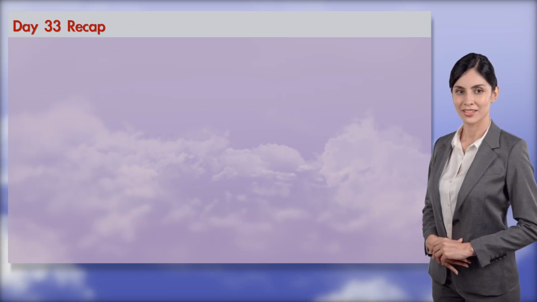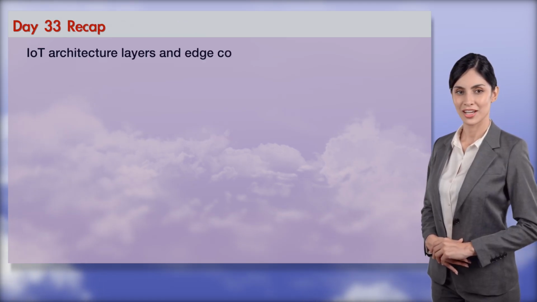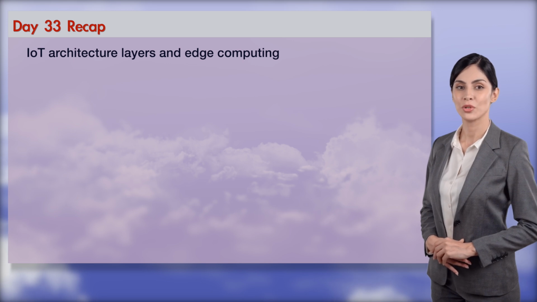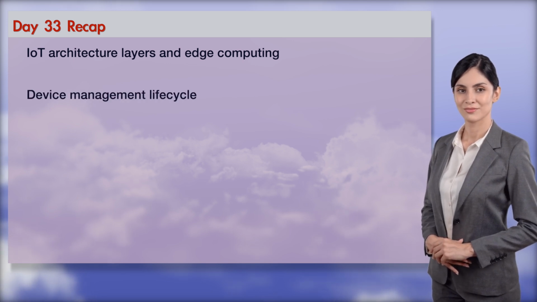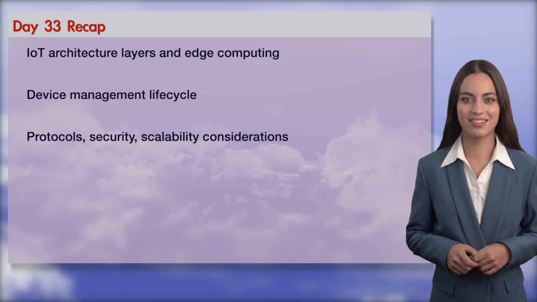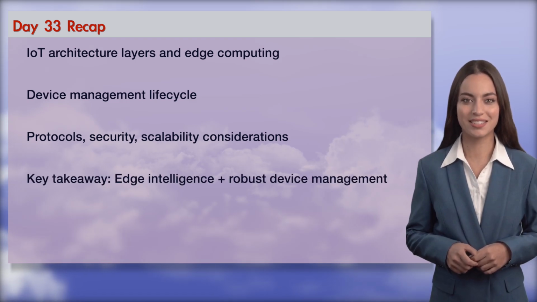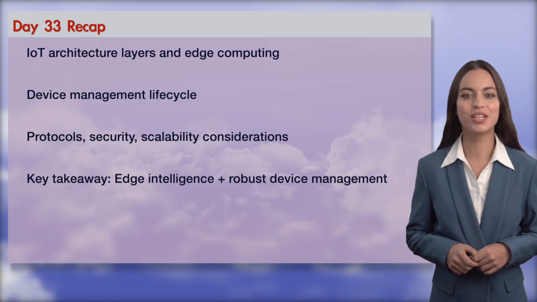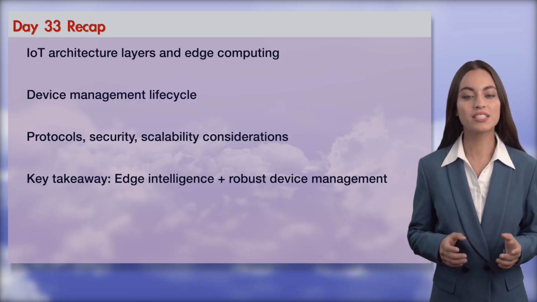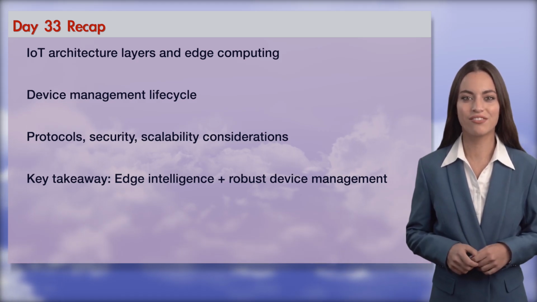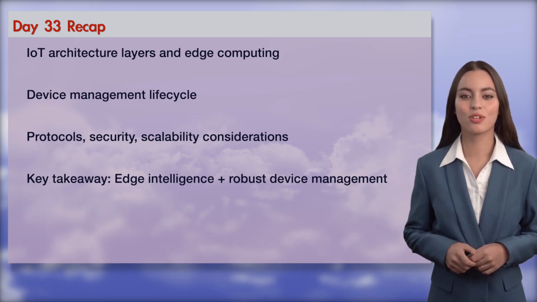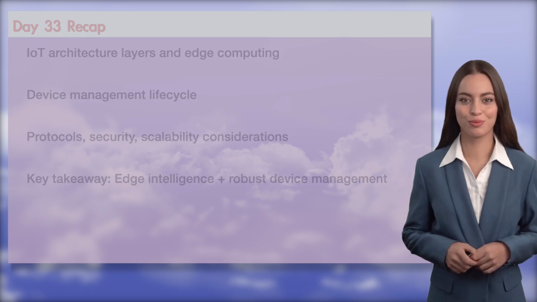Recapping Day 33: we covered IoT architecture layers with special focus on edge computing for low latency processing. We explored the device management lifecycle, protocols, security, scalability, and best practices. The key takeaway: successful IoT architectures combine edge intelligence for real-time decisions with robust device management and a cloud backend for deep analytics and storage. Day 33 of the 50 Days Software Architecture class on YouTube.